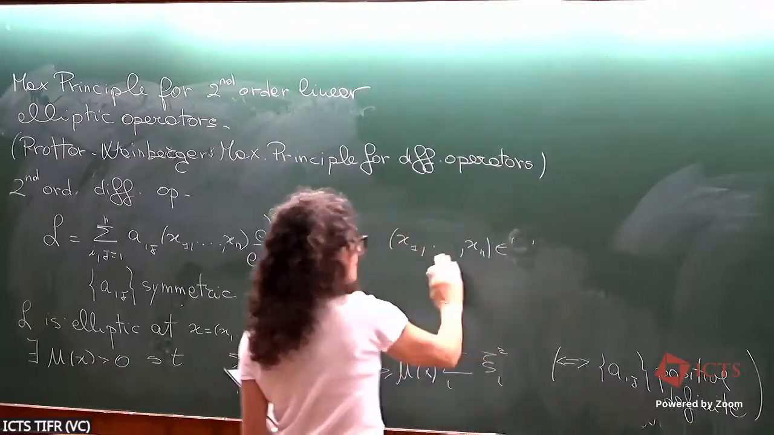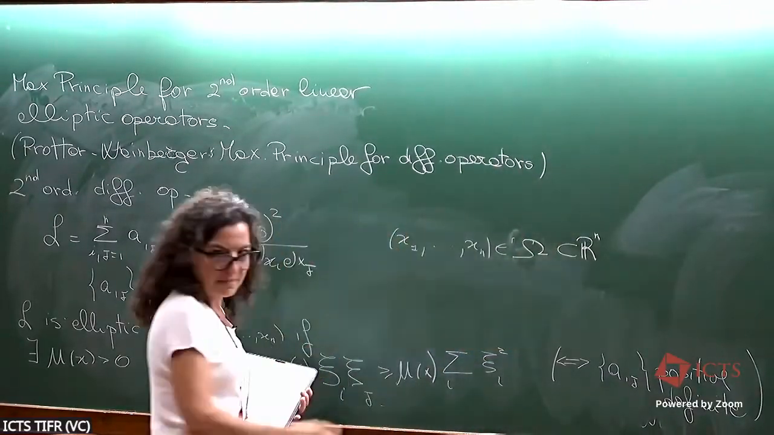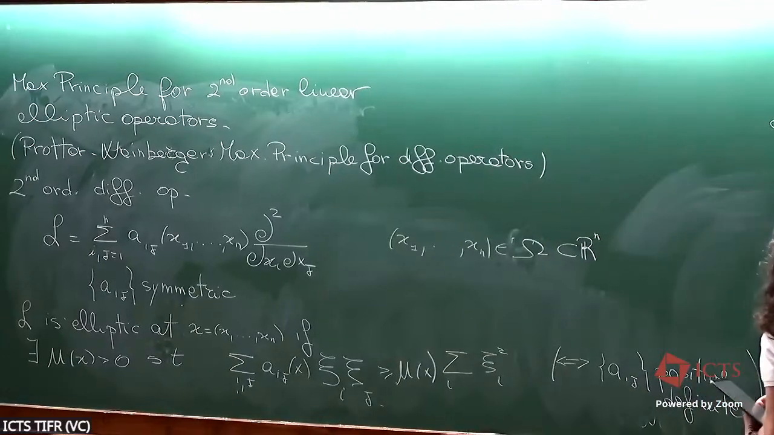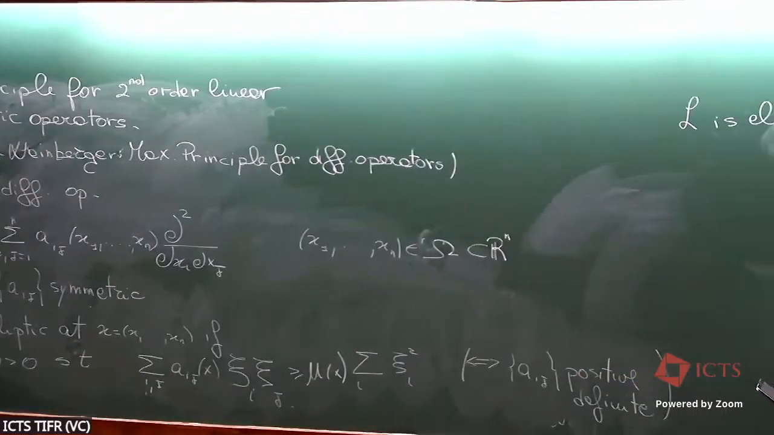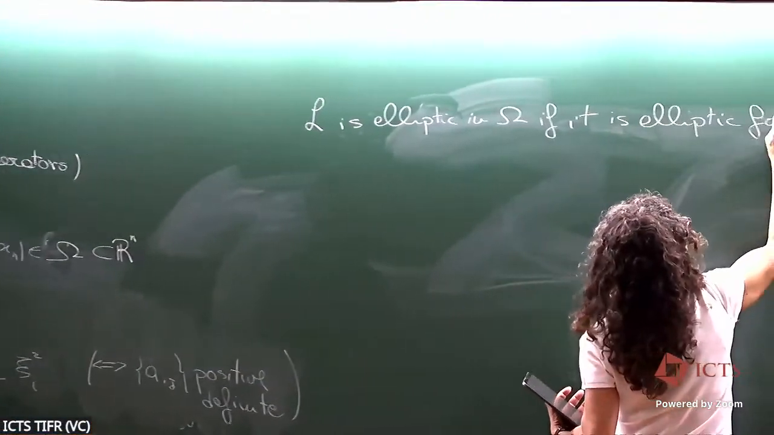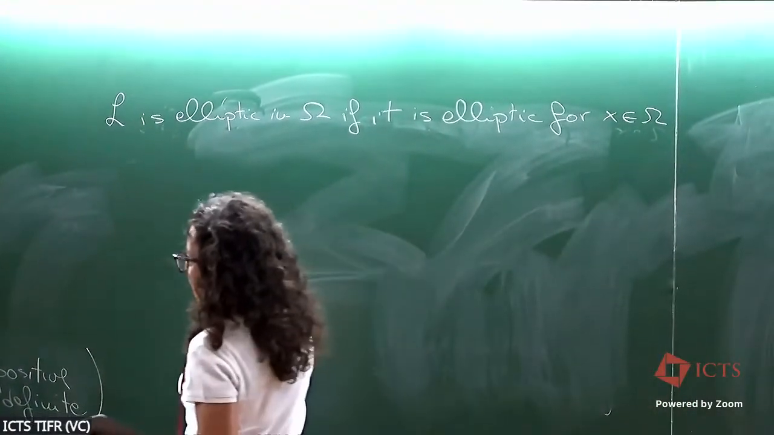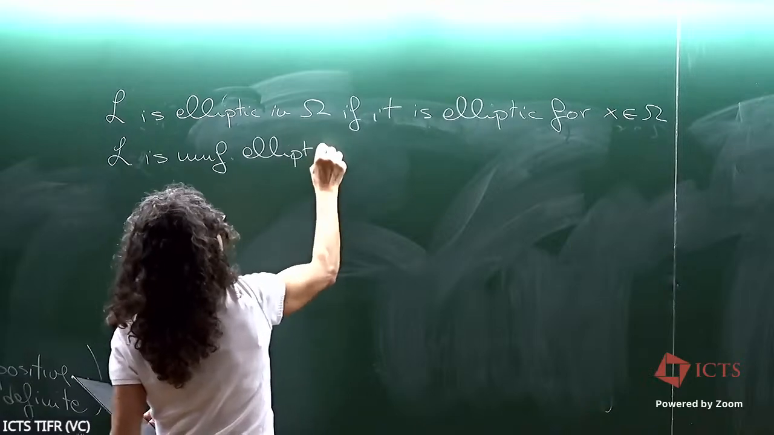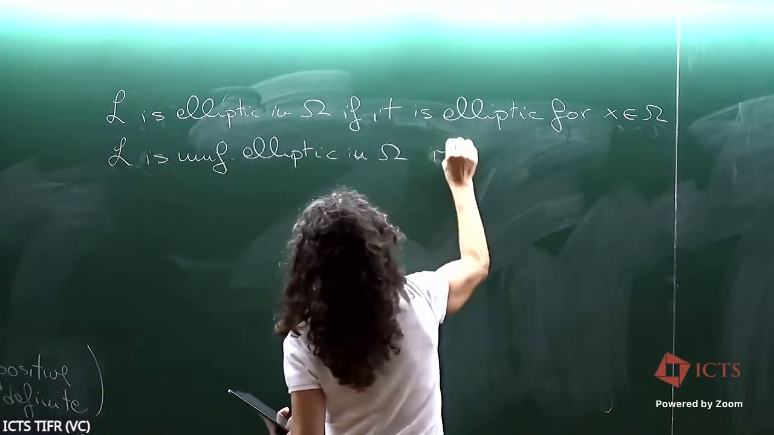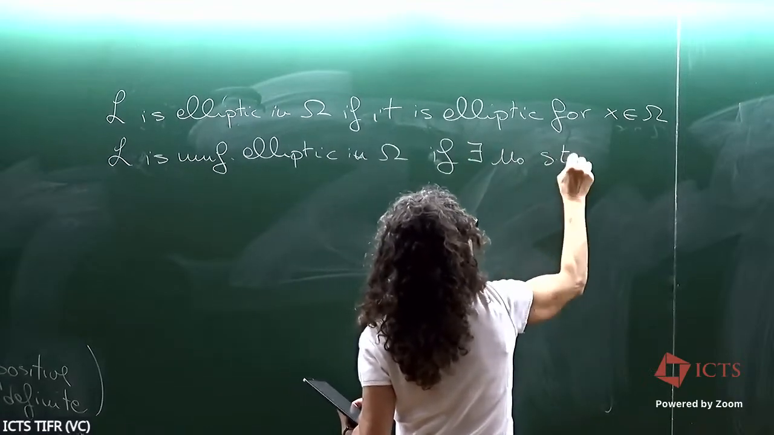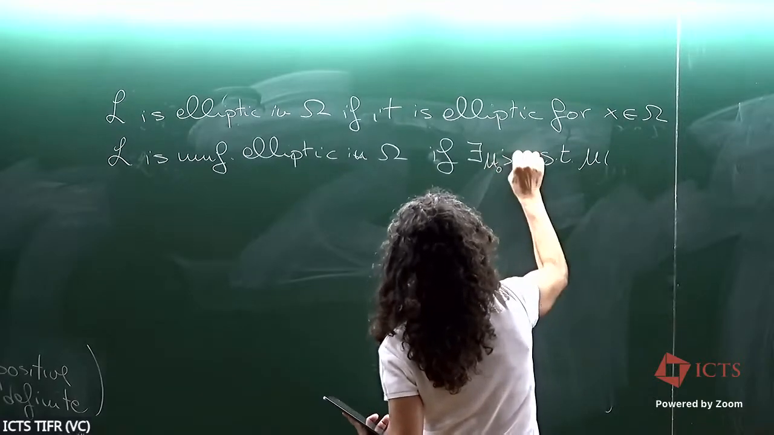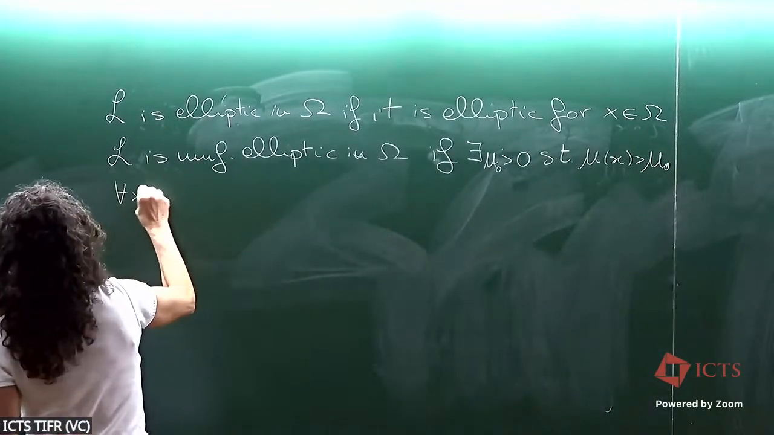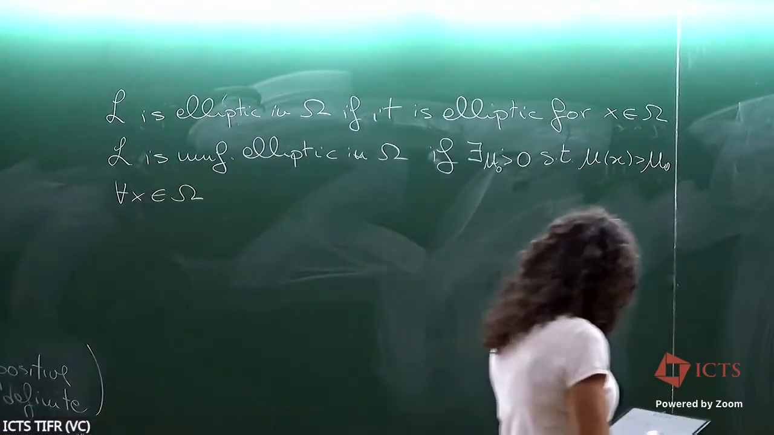Let's say that this point is in a subset of R^n. So L is elliptic in omega if it is elliptic for any x in omega, and then it is uniformly elliptic in omega if there exists a mu_0 positive, of course, such that mu of x is larger than mu_0 for any x in omega. Okay, larger or equal, the same.